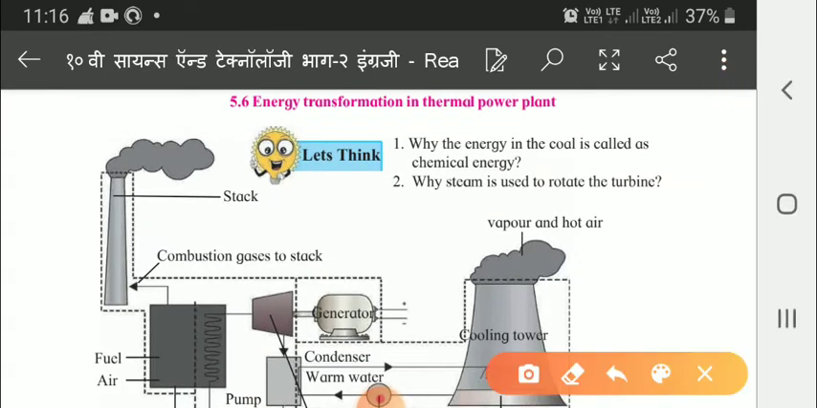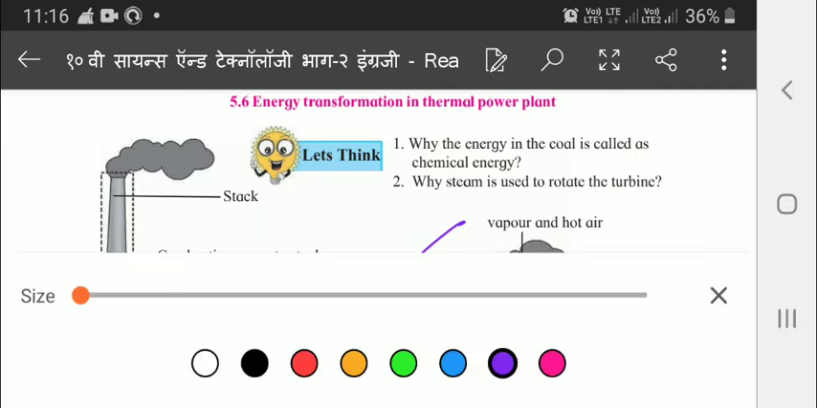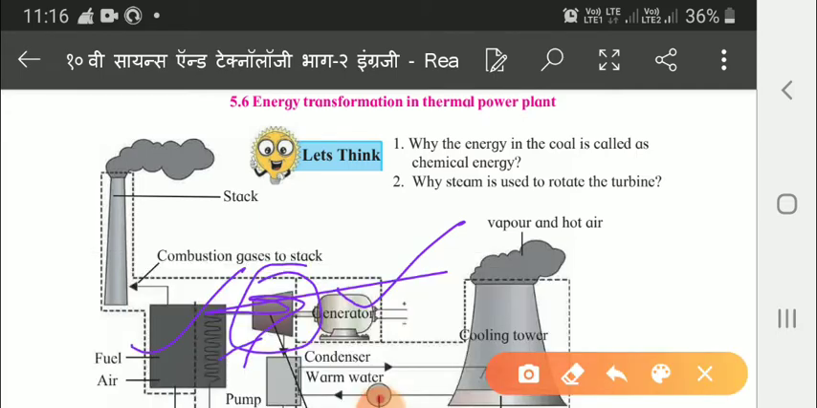Here we can see that the fuel is there, and due to this fuel, the turbine, this is the turbine, which is rotating, gives energy to the generator. Here I'll show the generator with a different color. So this is the turbine and this is the generator, which moves and produces the electrical energy.